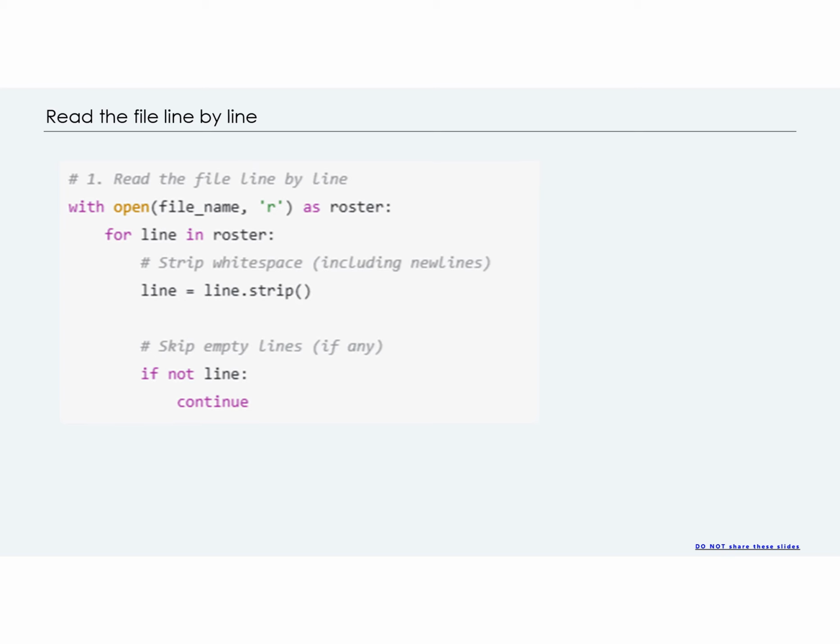Now, let's think about how we open a file with the command open filename as roster. Then we run a loop. For each line in the roster, we read a line, strip the beginning and end white spaces, and if there's an empty line, we skip it.